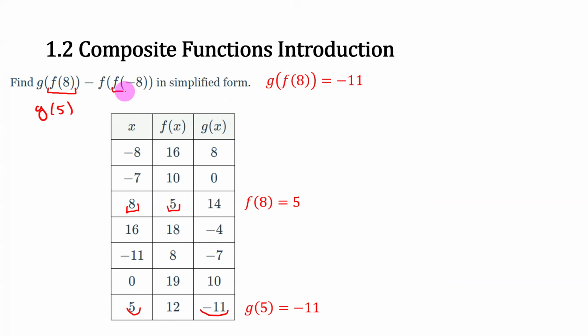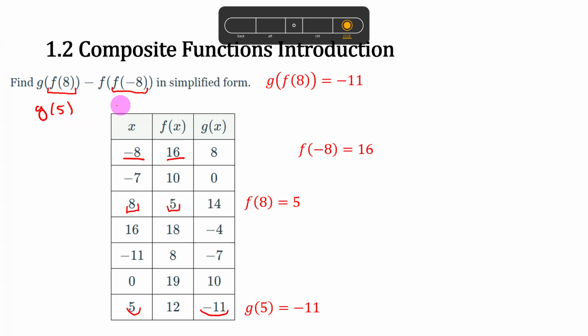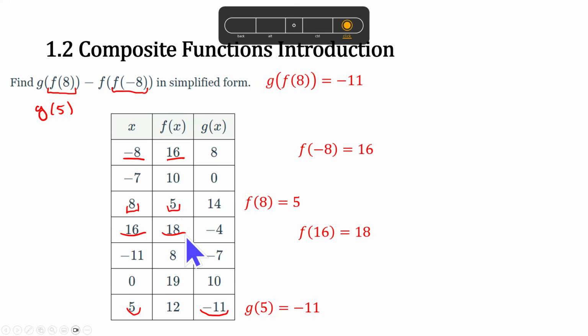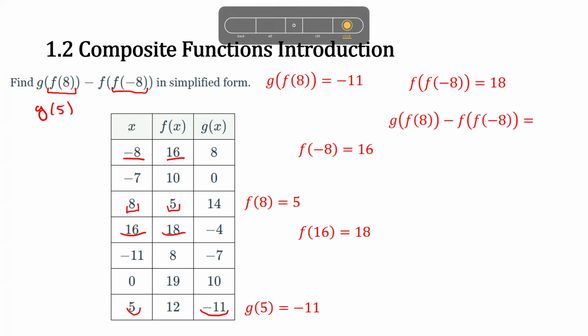So now let's do f of negative 8. It comes out to be 16. And now I'm doing f again of 16, which is 18. So my second term is 18. So all I'm doing is negative 11 minus 18, which is negative 29.